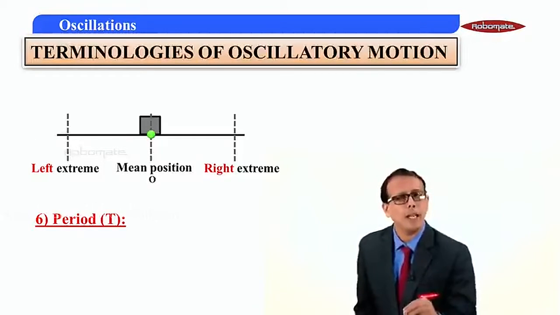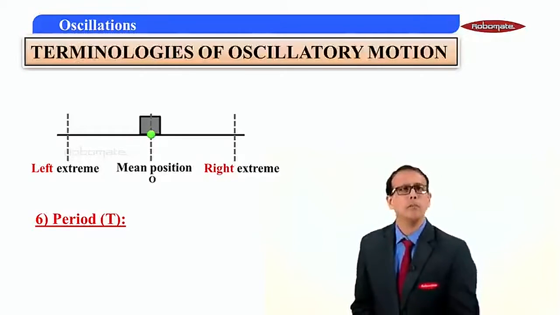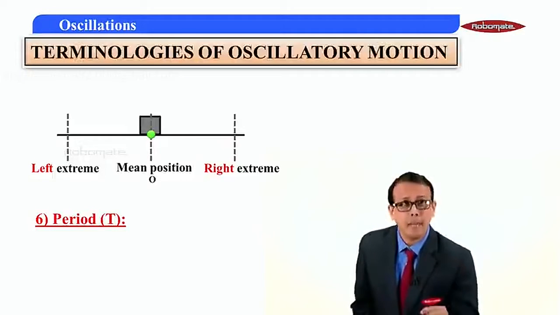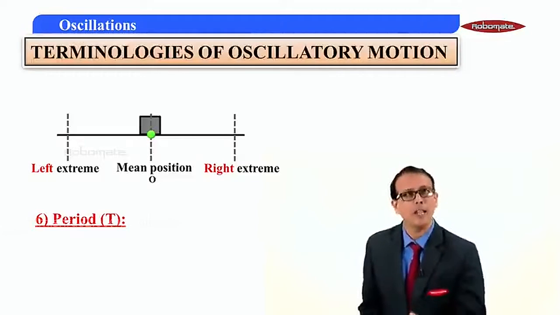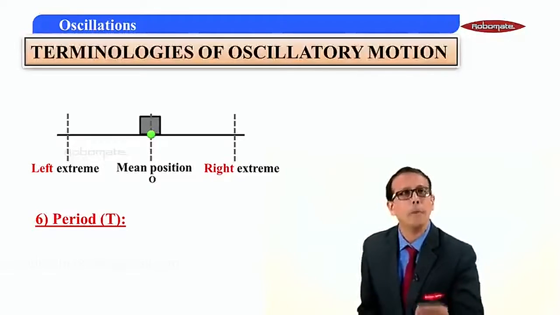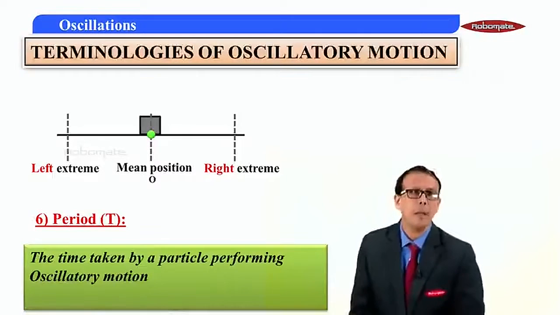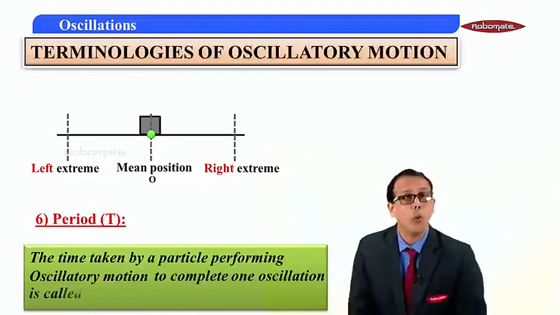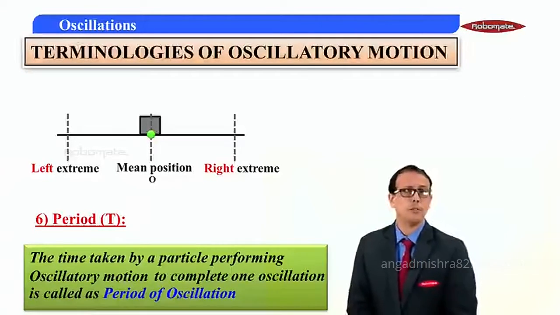Whenever a particle comes back to its initial position with the same direction of motion, it is said to complete one oscillation, and the time taken to complete one oscillation is called time period or periodic time. So I can define period as the time taken by a particle performing oscillatory motion to complete one oscillation is called the period of oscillation.